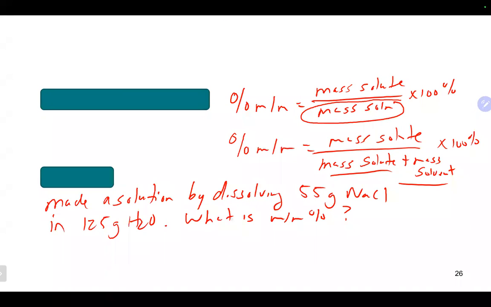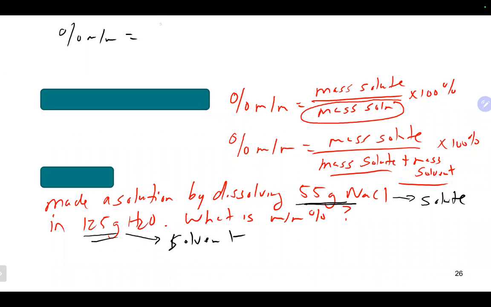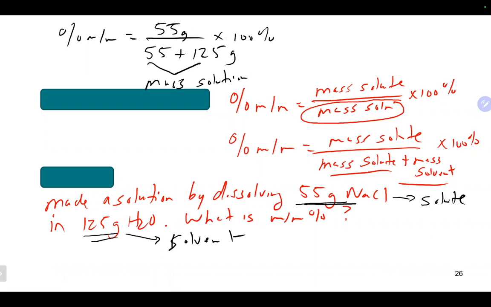Okay, if we look at this, we have 55 grams of sodium chloride dissolved in 125 grams of water. This is our solute. And the water here, which is the larger part, would be our solvent in this case. So our percent mass to mass is the mass of the solute, which is 55, divided by the mass of the solution, which we do want to take the 55 and add it to the 125 grams. And that is going to give us the mass of the solution. Again, it's a very common mistake that people will just take the solvent value and divide by it. So you want to make sure that you add both of those together.